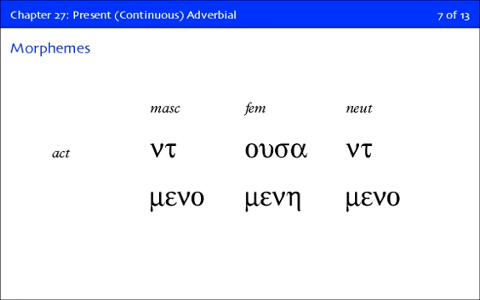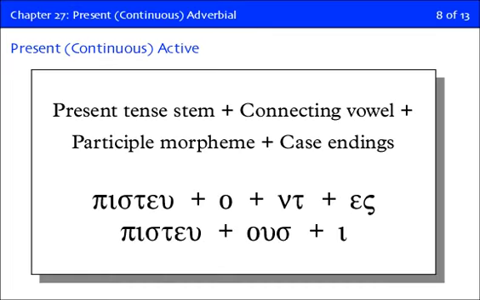Mena, if it's masculine or neuter. Mene, if it's feminine. But you already know that, right? Okay, let me break the present participle into its two halves. And let's look first at the active. Those are the forms we've already seen. Pistuon test. You just use an active participle morpheme.